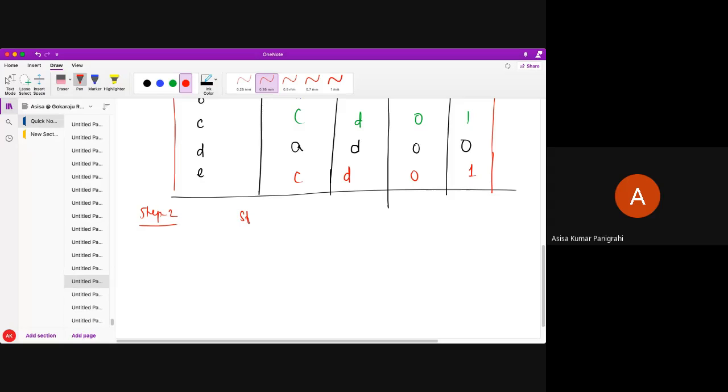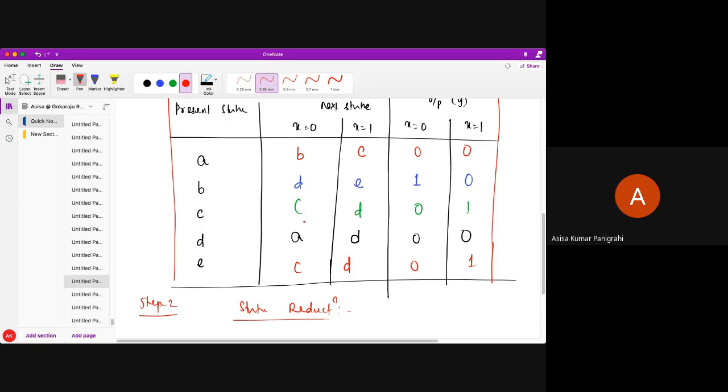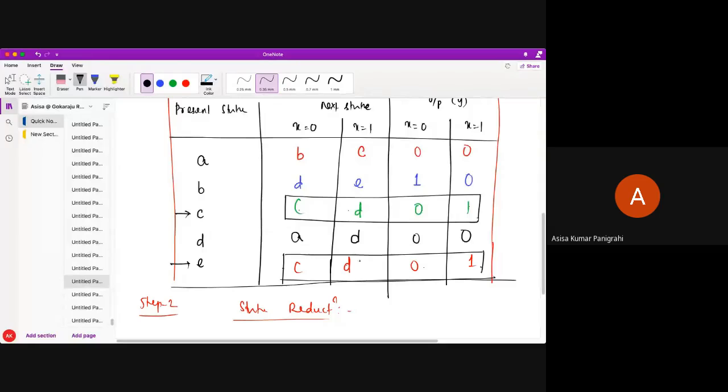Okay, so now step 2: I am going to check whether any state reduction is possible or not. For that, I am going to look at the state table and recognize whether any states have the same next state and output. Just check here: state C, next state is C, D, output 0, 1. For state E, next state is C, D, output 0, 1. So states C and E have the same next state and output. Am I correct, students? Do you all understand?